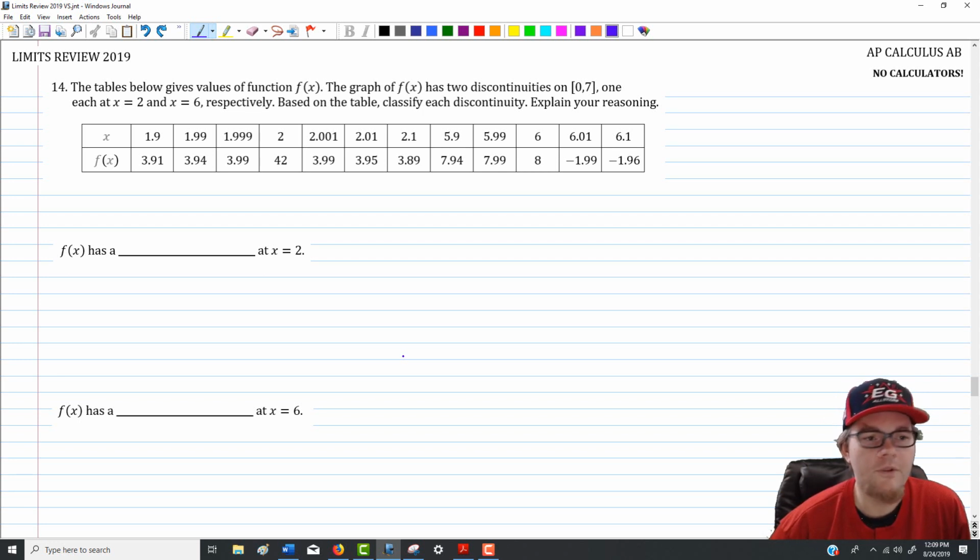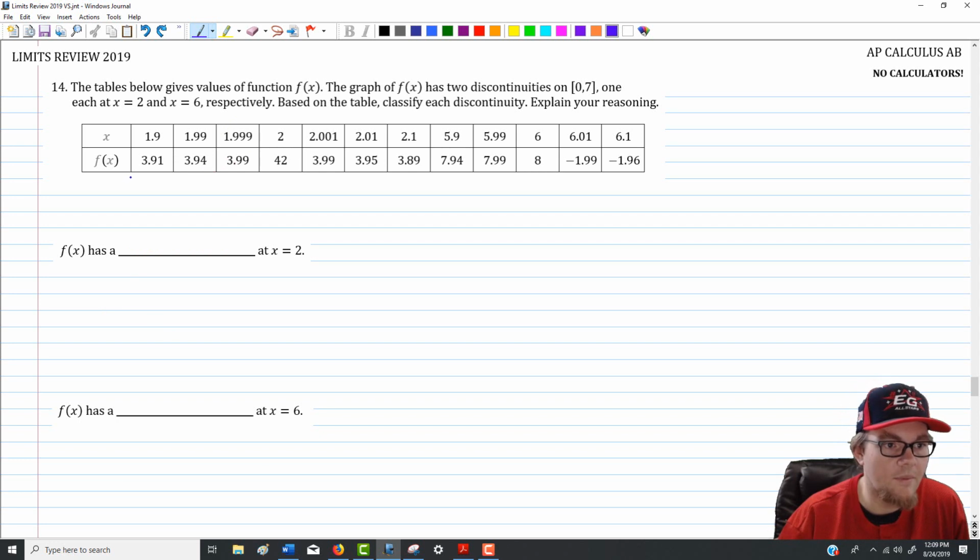So the first one, question number 14, as you looked at, it tells you that you're looking at the values from a function f, and it says that there are two discontinuities on f, just so there's no ambiguity. There's a discontinuity at 2, and there's a discontinuity at 6, respectively. So the problem asks us then to use the table to classify each of those discontinuities with some explanation. So let's start at x equals 2.